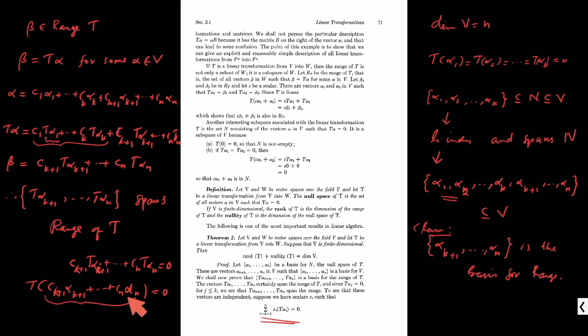So if this is 0, this is an element of the null space of T, then this can be expressed as a linear combination of the base elements of N. Then this is ck plus 1 alpha k plus 1 plus etc. plus cn alpha n equal to a linear combination of the basis vectors of the null space. In the textbook they are considering x k plus 1 etc.